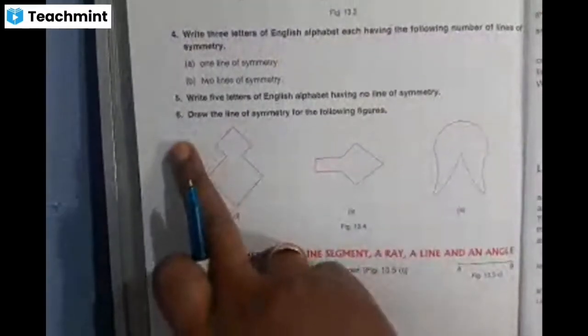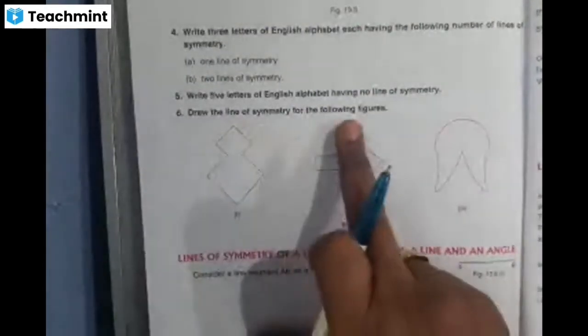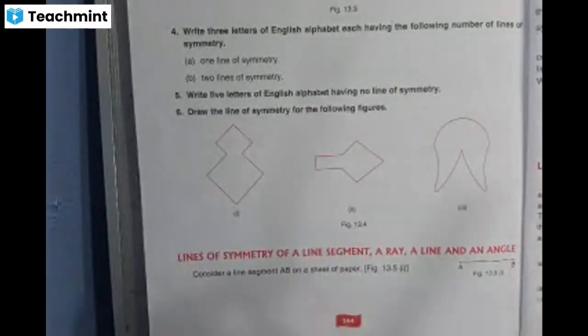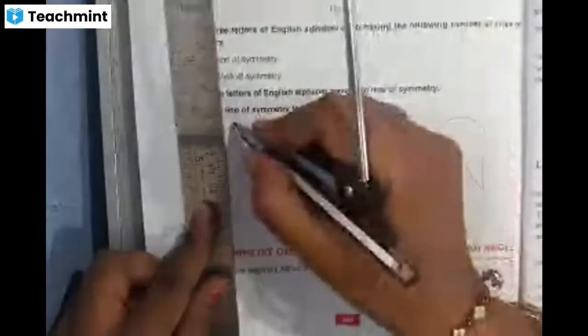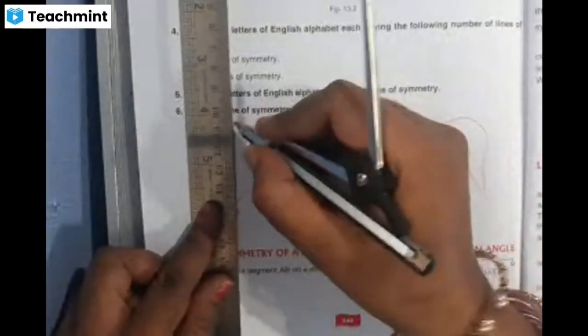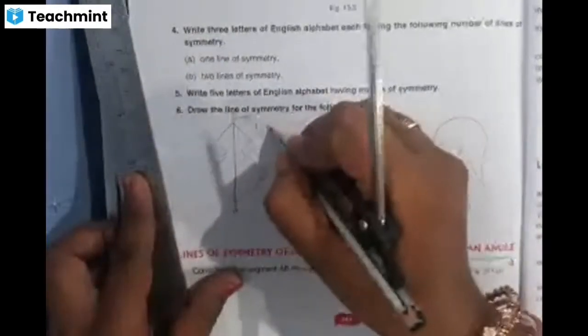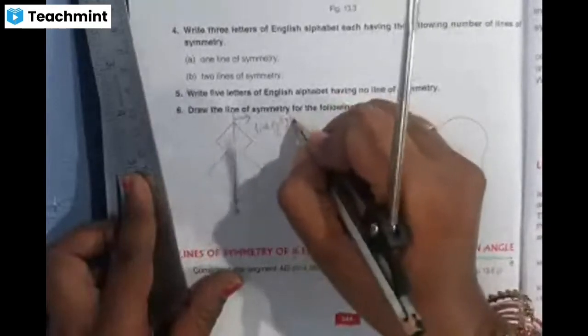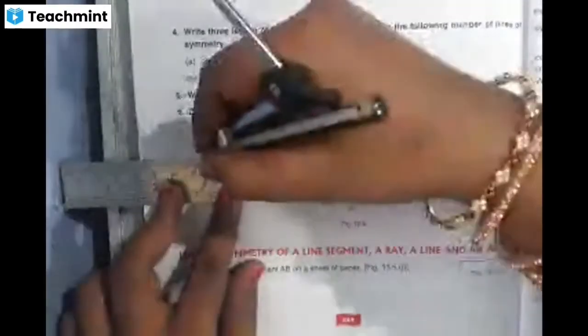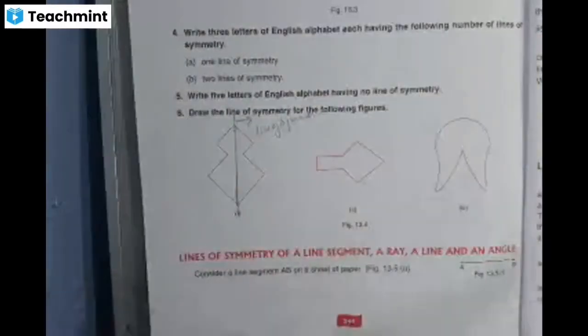Last one is question number 6. Draw the lines of symmetry for the following figures. Here are the figures, children. If I draw the line of symmetry using a pencil, from this corner to this corner I am going to draw and extend. When I do this, I get one line of symmetry here. Right? But what about this part? If I draw the line and fold it, are they coinciding? No. Therefore, we have only one line of symmetry.